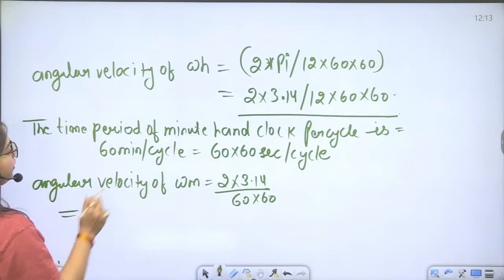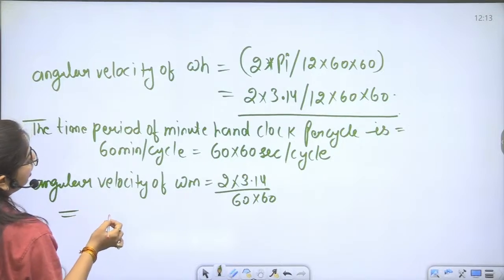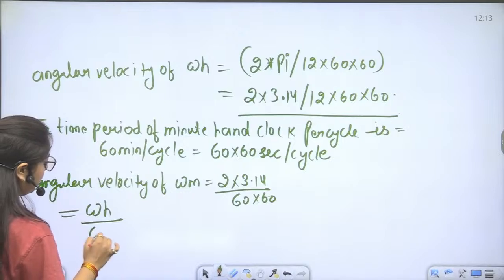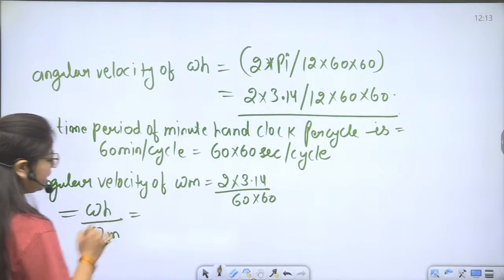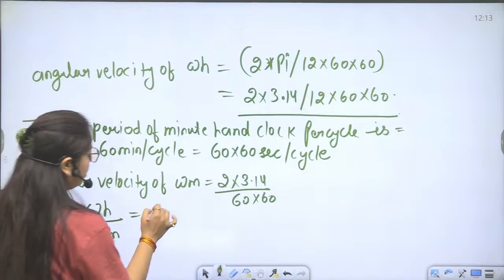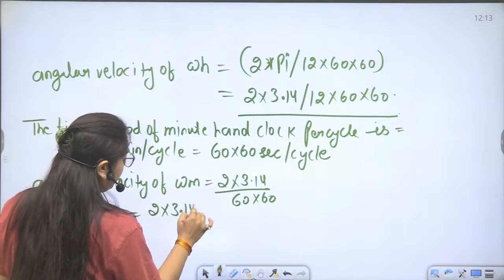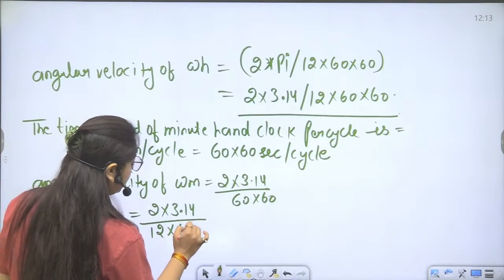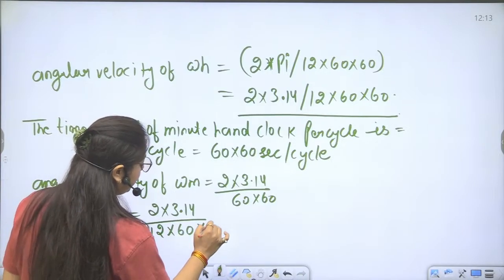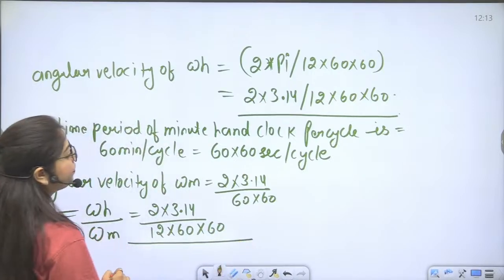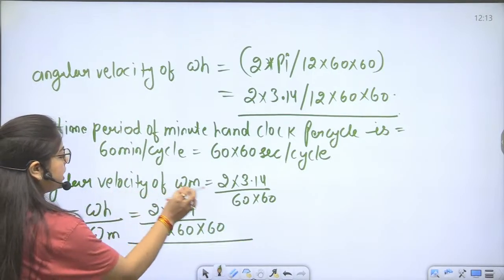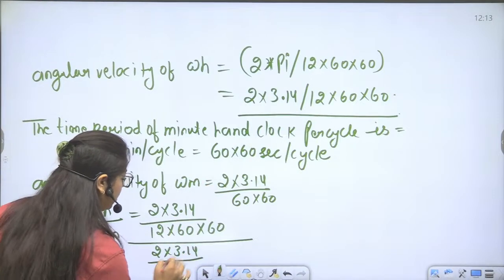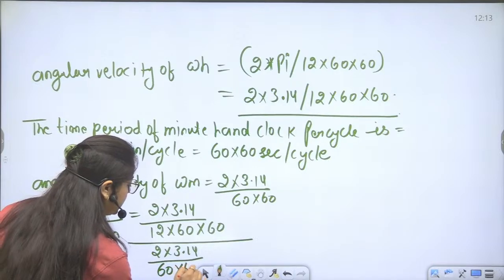Now what do we have? The angular velocity of the hour hand upon the angular velocity of the minute hand is equal to 2 into 3.14 upon 12 into 60 minutes into 60 seconds, upon 2 into 3.14 upon 60 minutes into 60 seconds.